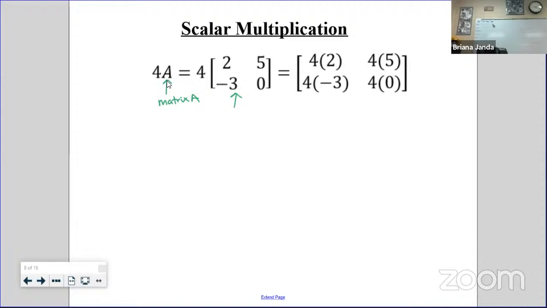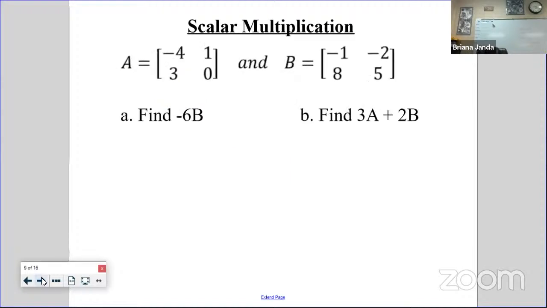This is without simplifying it. Our ultimate result will be the same size as it started out. And we would go ahead and do that. So 4 times 2 is 8, 4 times 5 is 20, 4 times -3 is -12, and 4 times 0 is 0. And that would be the result of 4 times A.